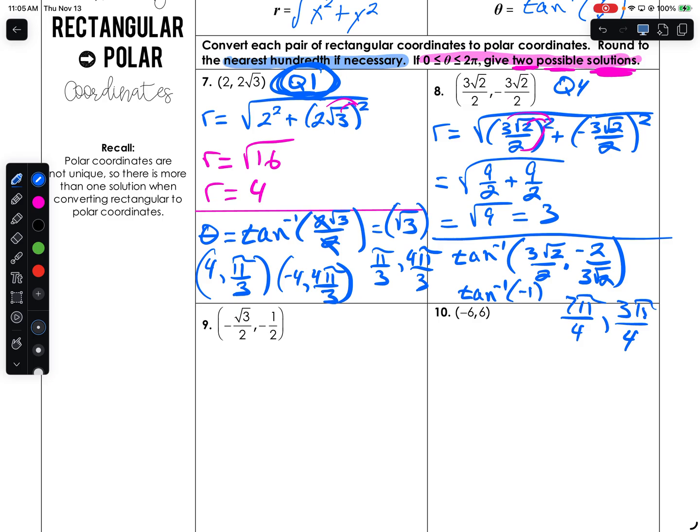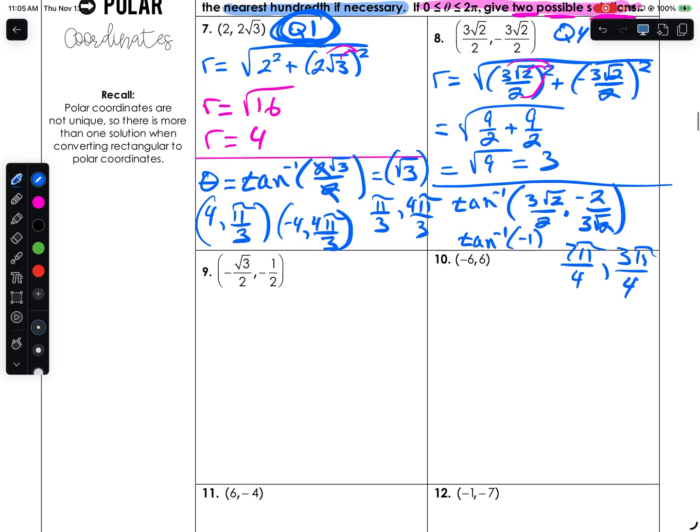So what's our first correct ordered pair? 3 comma what? 7 pi over 4. And what's the other one? Negative 3 comma 3 pi over 4. Okay. All right, let's get to some weird ones.